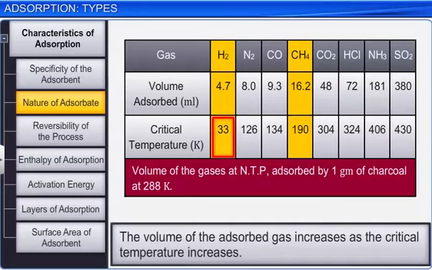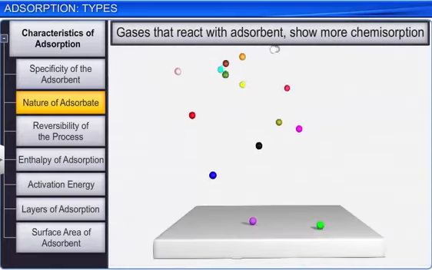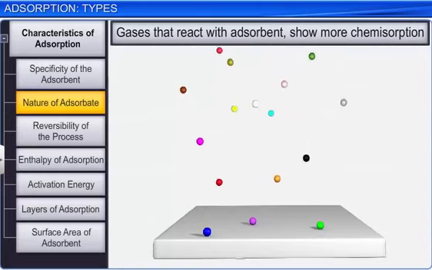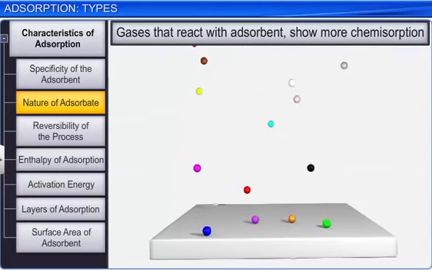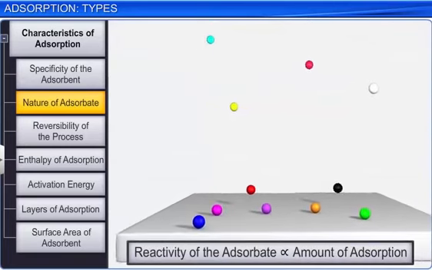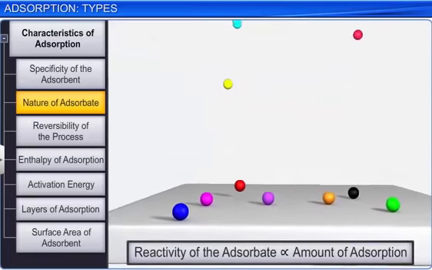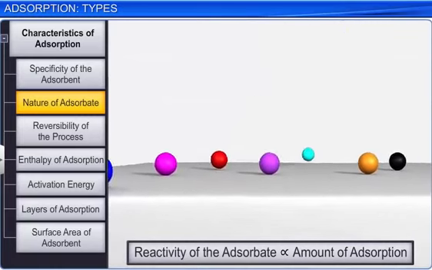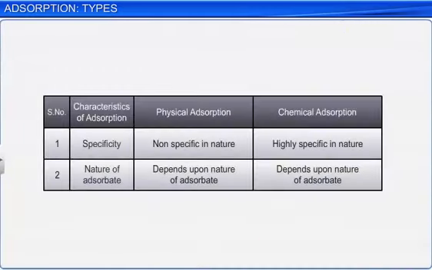In chemical adsorption, no correlation is seen between the amount of gas adsorbed and the critical temperature of the gas, but adsorption depends on the chemical nature of the gas. The greater the reactivity of the adsorbate, the greater is the amount of adsorption. Therefore, we can infer that both physical and chemical adsorption depend on the nature of the adsorbate.